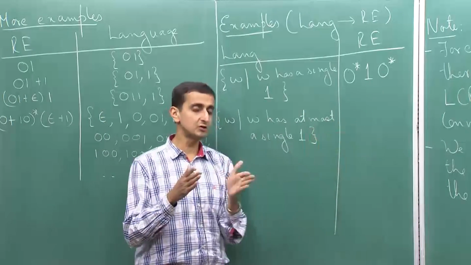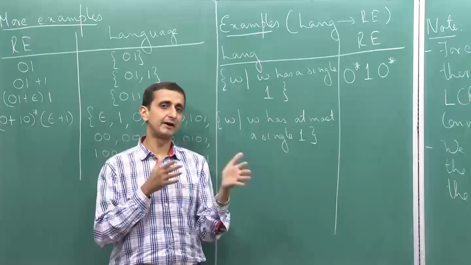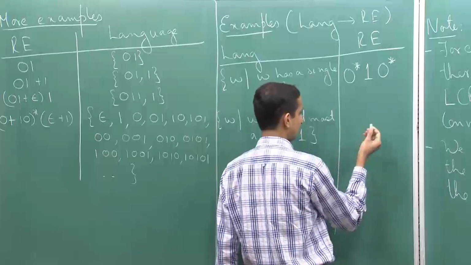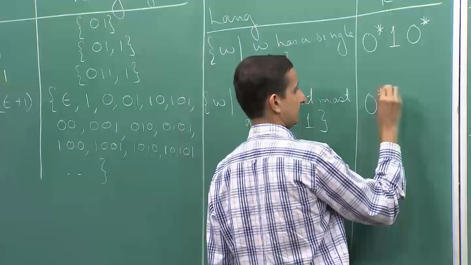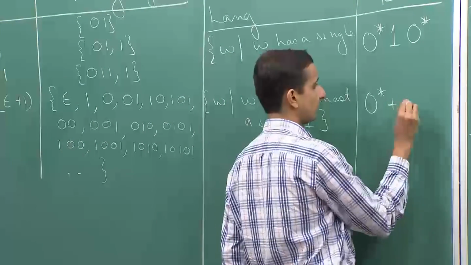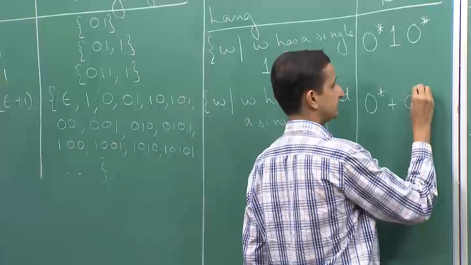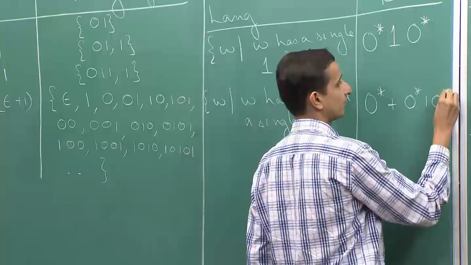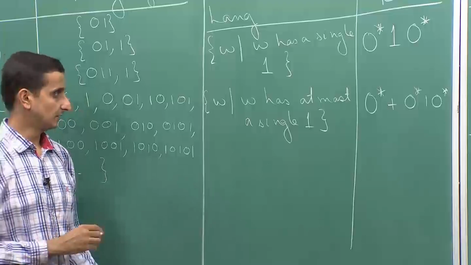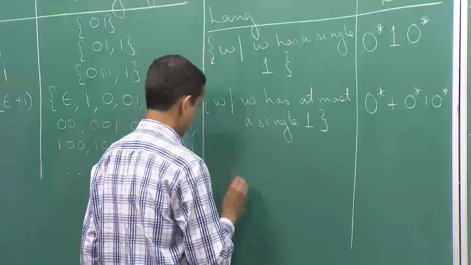Okay. So, because we have this or that is separating the two cases, we write this as when W has no ones, it basically consists only of zeros, or it has a single one, in which case the regular expression will be the following. Okay.